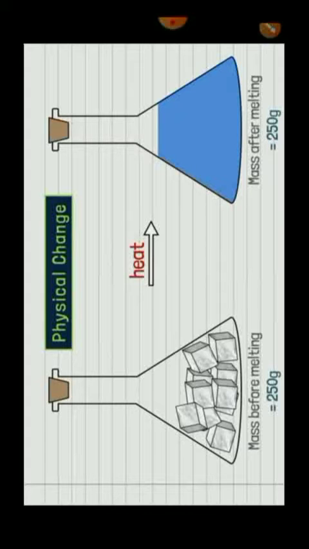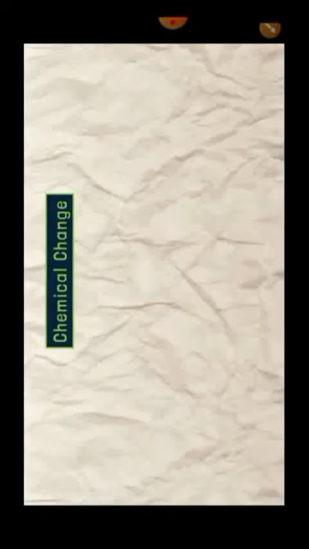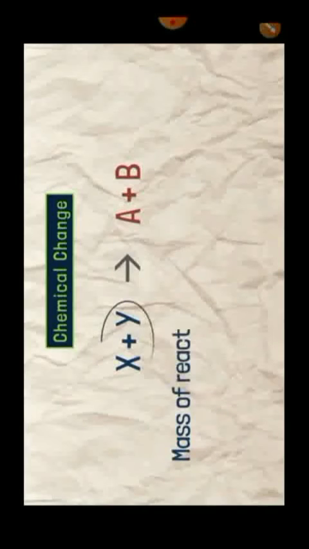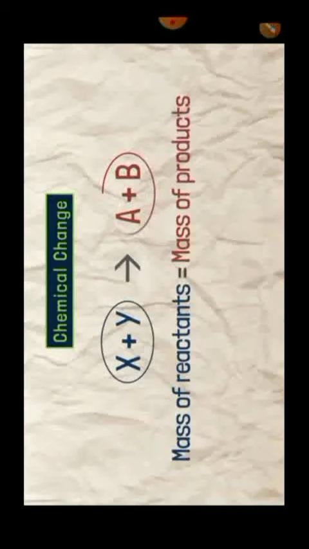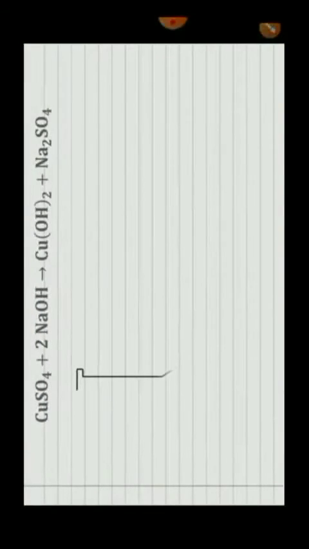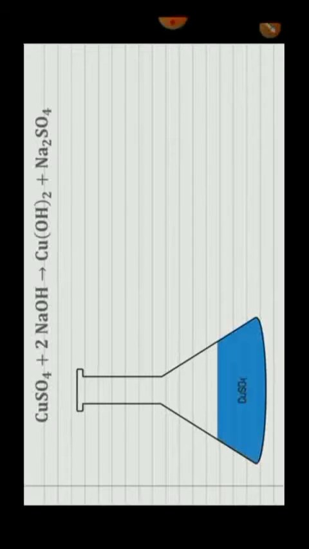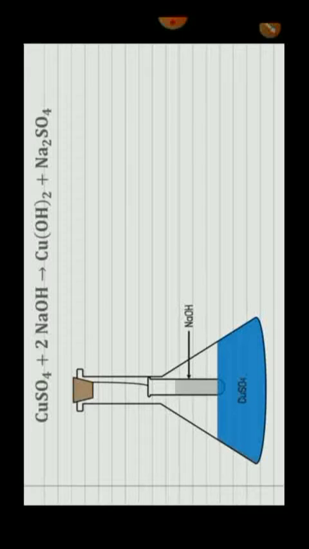Similarly, let us see an example of chemical change. In a chemical change, suppose X plus Y gives A plus B. X plus Y are the reactants, A plus B are the products. So the mass of the reactants should be equal to the mass of the products. For example, if in a conical flask we take copper sulfate and in this copper sulfate solution we add NaOH solution, this is an example of a precipitation reaction.